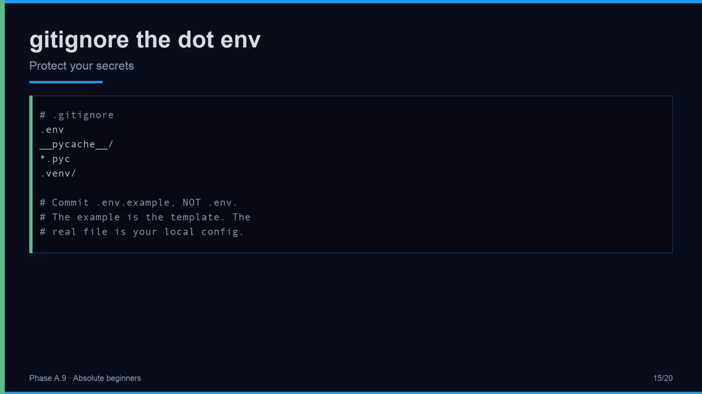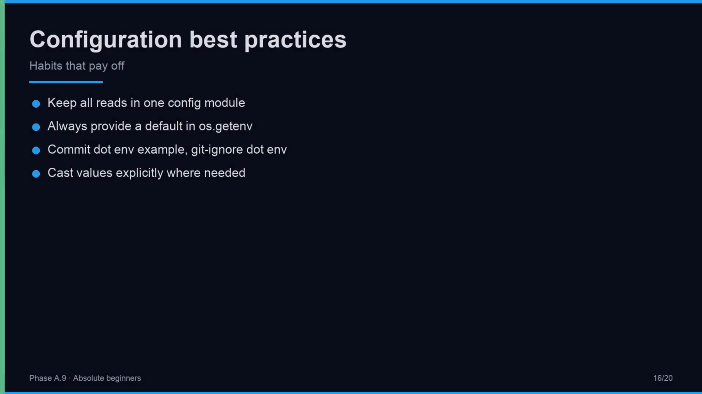The .env.example file is committed, because it has no real secrets, only placeholders. Other developers clone the repo, see the example, copy it to .env, and fill in their own values. The pattern keeps secrets local while making the required settings obvious to everyone. Protect your secrets. Some habits that pay off.